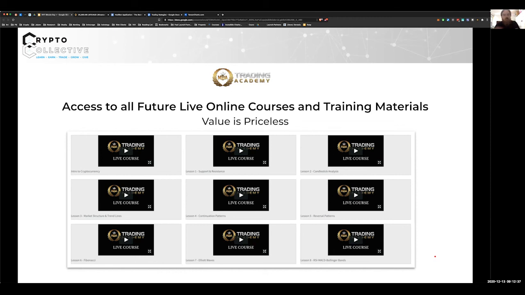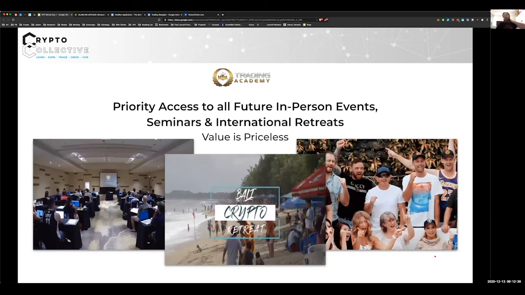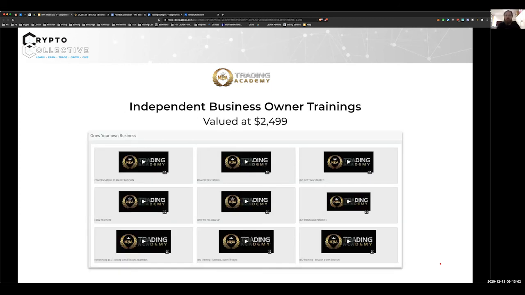So if you jump on that next slide there, Kev. So you get priority access to all the future in-person events, seminars, international retreats. So they do this all the time. They've got their next live one now. We're getting out of COVID finally, happening on the Gold Coast at the end of February, I believe it is, which is epic, that we're going to be going to. I don't think Kev can get out of Thailand, unfortunately. So I don't think Kev will be there with us physically.